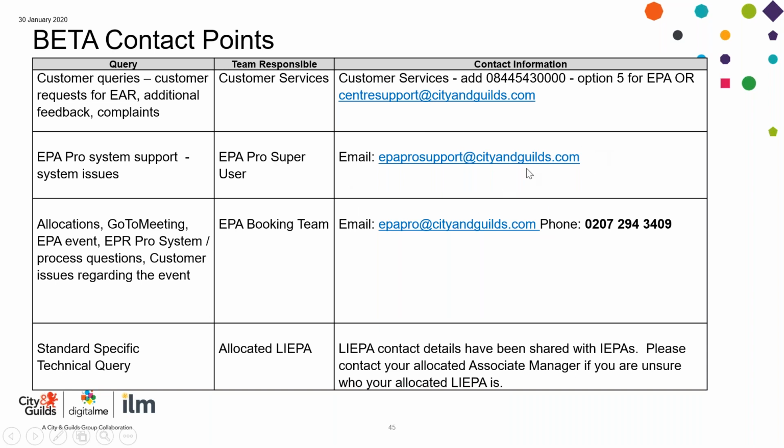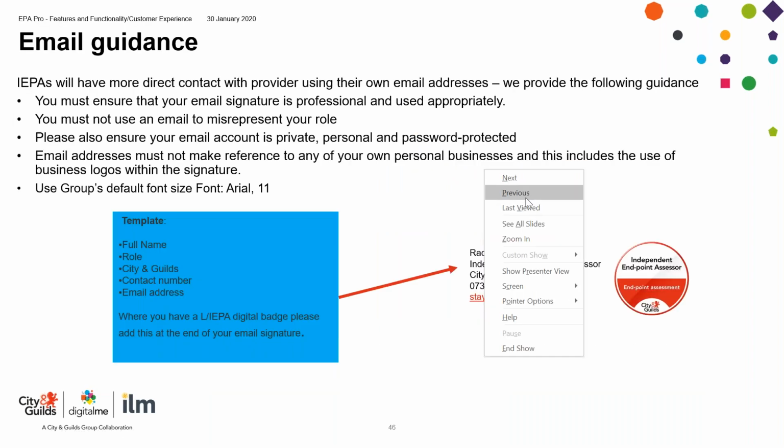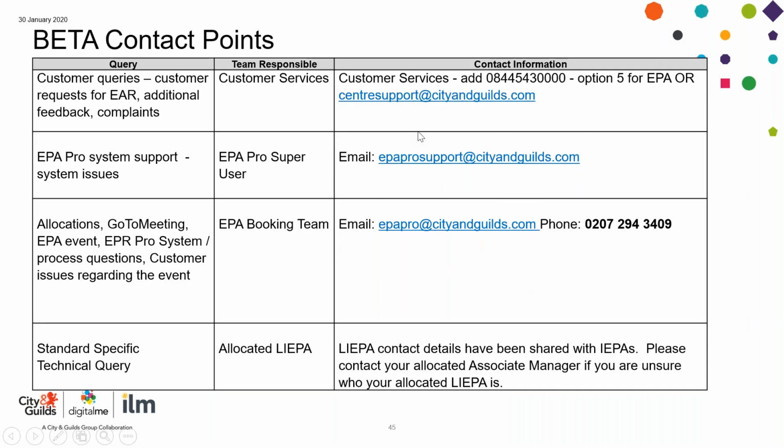If there are any system support issues or any issues with SharePoint, we've got our friendly EPA super user, which is Libby, who you've spoken to a lot over the last couple of weeks. And that's the contact details for those. So if there are any system issues and the system isn't working, or if SharePoint is not working, then Libby is the contact. The EPA Pro support is the contact there. And then as normal, any specific queries for IEPAs, they would be contacting you as a LIEPA.